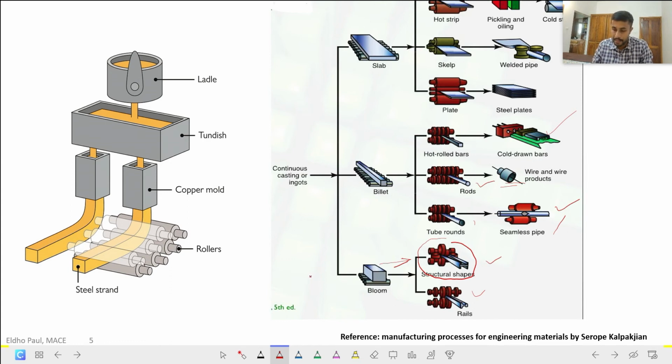And another one: using a slab, made using the casting process, we can make thin steel plates. We can make welded pipes, and this is also a forming operation. So we can do different forming operations on the ingots to make different products. So that is the conclusion of this process.